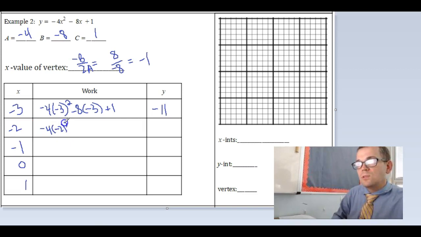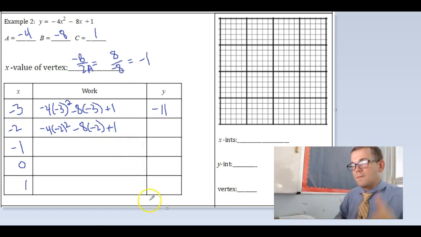Then we'll do the same thing, negative 4. I'm going to plug in negative 2 squared. What I'm going to do in a second, I'm going to show you the second one. I'm going to show you a calculator trick. But then I'm going to pause the video and fill in the rest of the table.